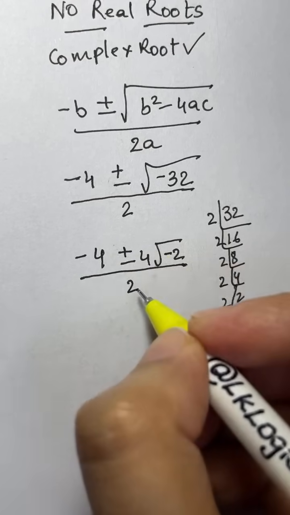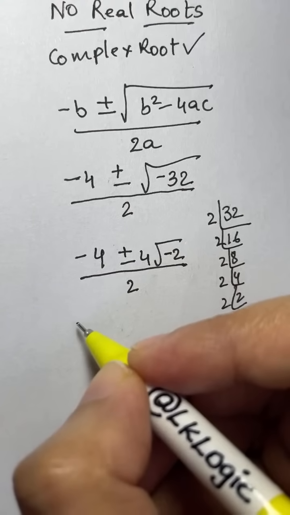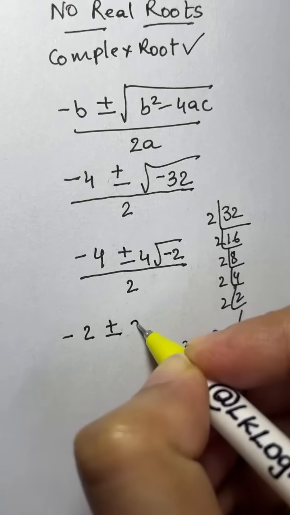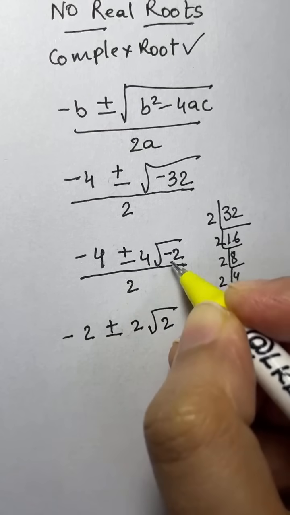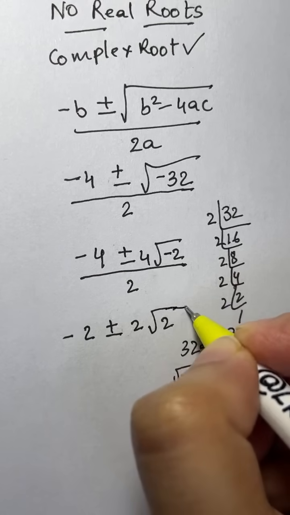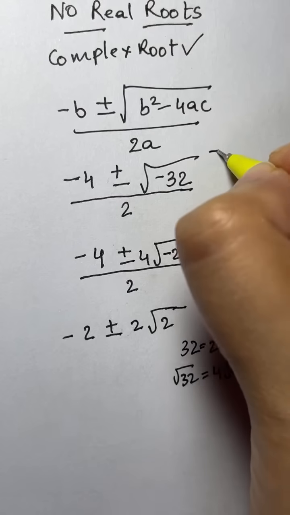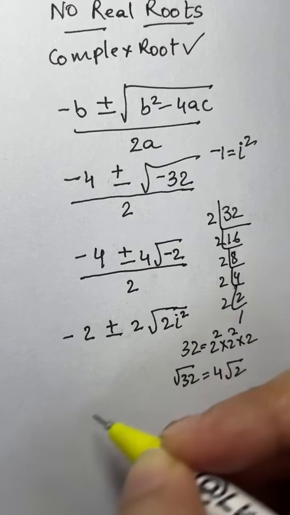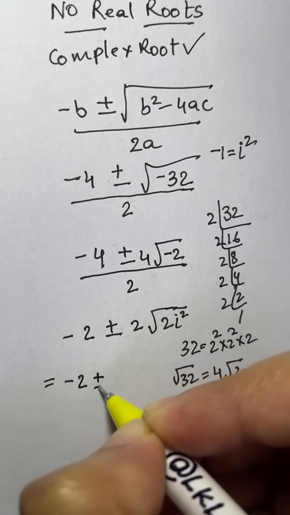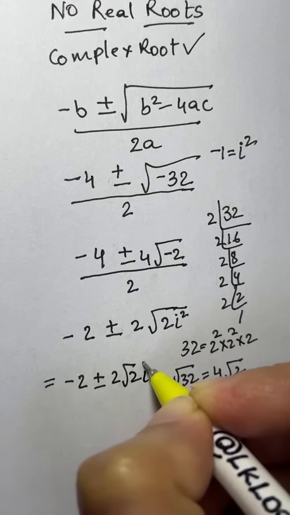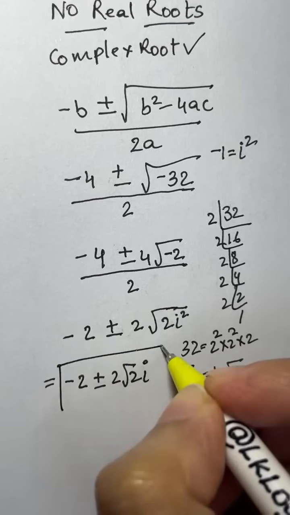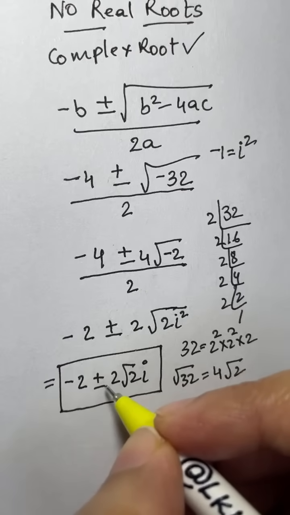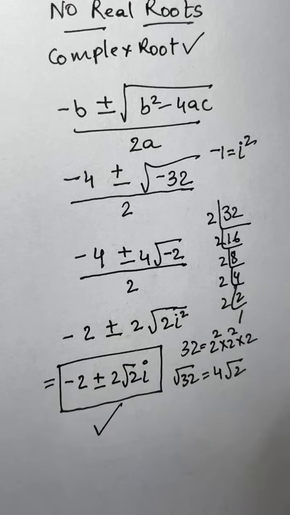Now let me take out 2 common from this. So you will be left, divide by 2, both of them. So you have minus 2 plus or minus 2 square root of 2, and negative 1 is i square. Negative 1 is always, I'm going to write that down, negative 1 is i squared. So when you have i square, square root gets cancelled out. So you're left with minus 2 plus or minus 2 square root of 2i. That's the complex roots you have. 2 complex roots, either negative 2 plus 2 root 2i or negative 2 minus 2 root 2i. So these are the complex roots what you have.